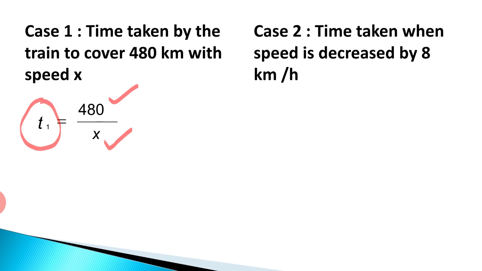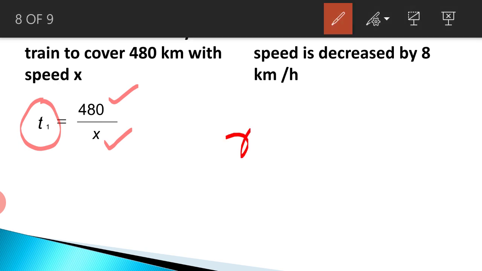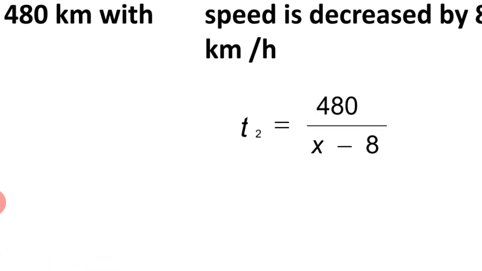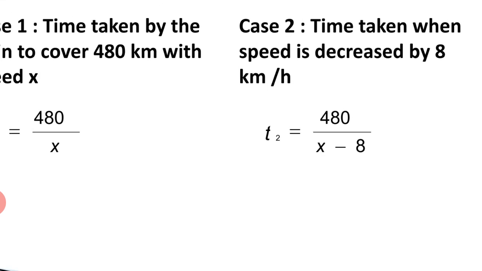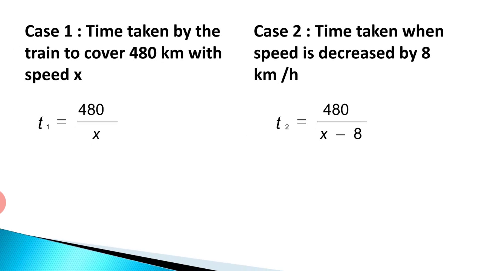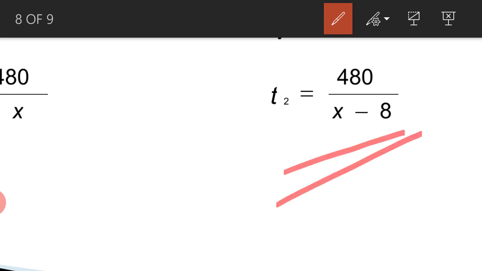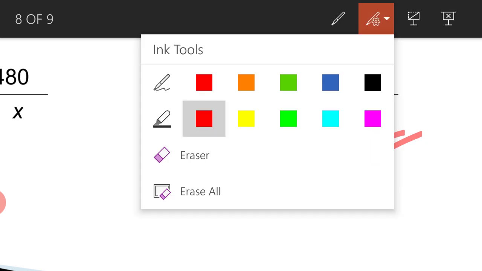So what will be the new speed now? Now the new speed will be x minus 8. Is it clear? If it is x minus 8, let t2 be the time taken. So t2 will be equal to 480 upon x minus 8. Now which time will be greater? T2 will be greater, because the speed is less. If speed is decreased, time required will be more. So time required in the second case will be more.